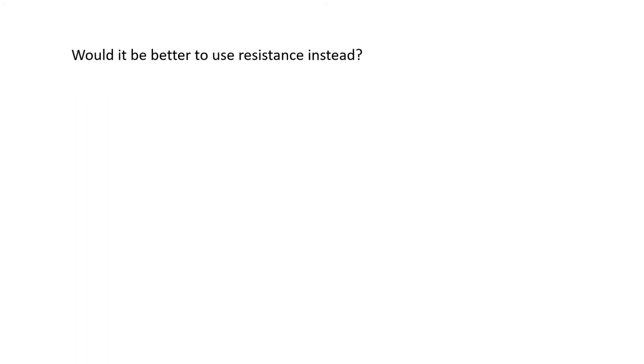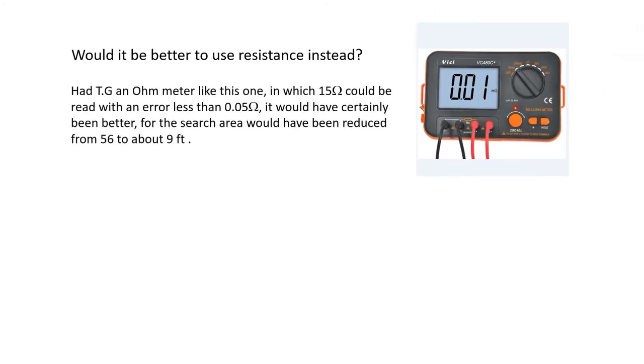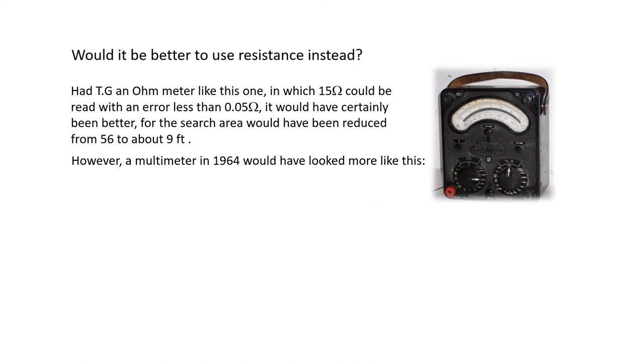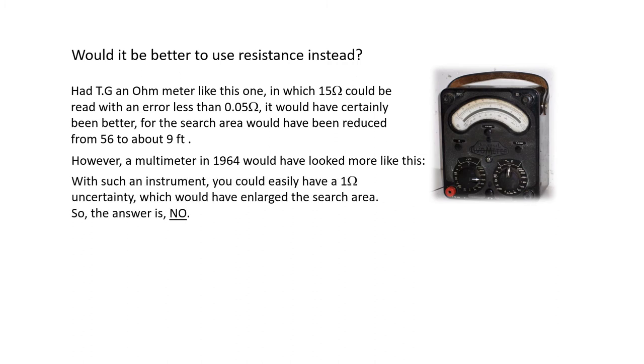Would it be better to use resistance instead? With an ohm meter like this one, in which the 15 ohms could be read with an error less than 0.05 ohm, it would have certainly been better, for the search area would have been reduced from 56 to 9 feet. However, a multimeter in 1964 would have looked more like this. With such an instrument, you could easily have a 1 ohm uncertainty, which would have enlarged the search area. So the answer is no.